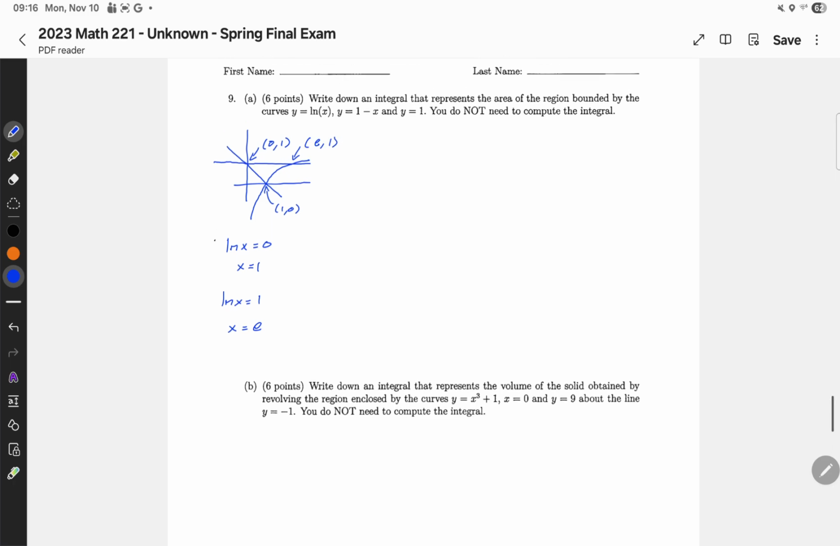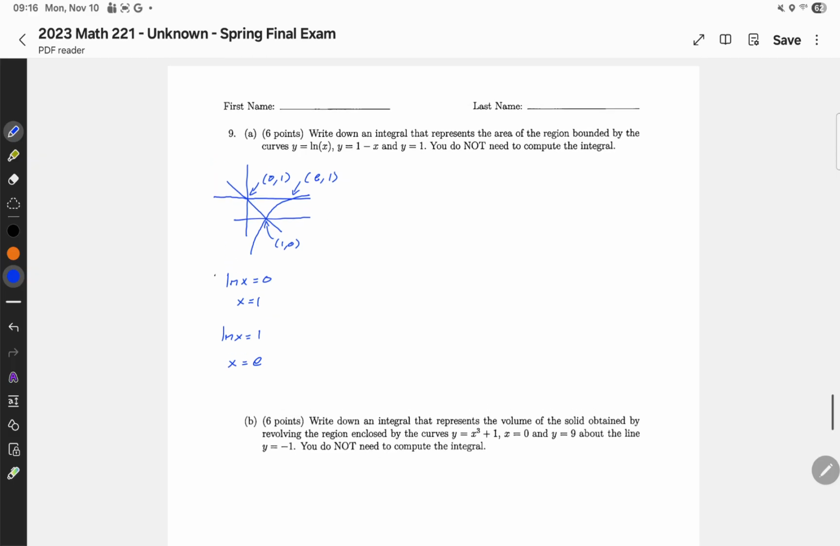And so the way I'm going to do this is I'm just going to integrate it with x's. You could definitely do them with dy's if you know what that means, but why overcomplicate it? So the area is going to be equal to the integral. We're going to go from 0 to 1.